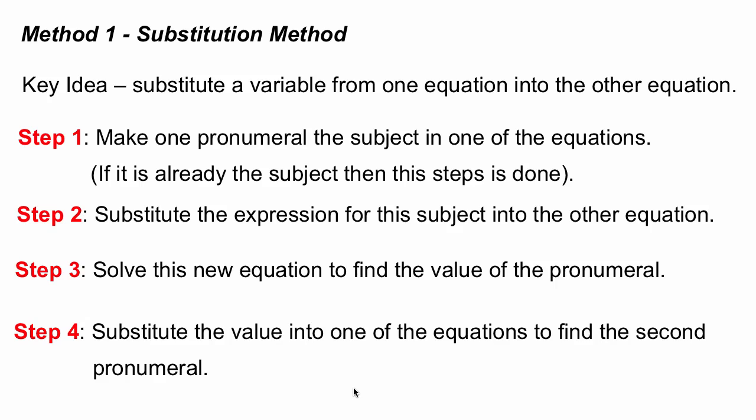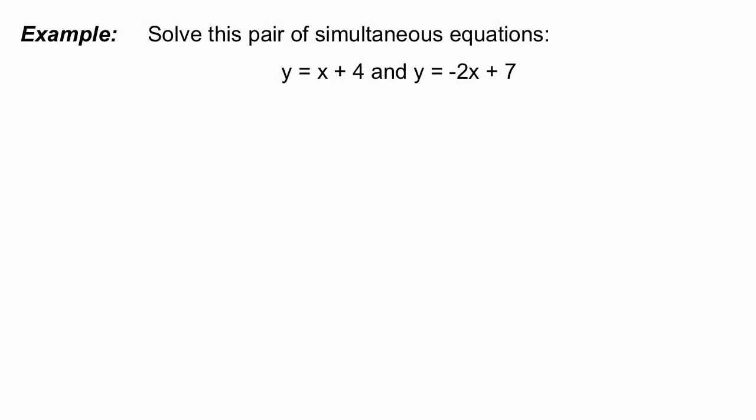Now, you may want to just pause and write this down, but you're going to understand these four steps by doing an example with me in the next part of this video. So here we have two simultaneous linear equations that we need to solve. So we'll write down the first one, y equal to x plus 4, and we'll call this number 1. And then we'll write down the second equation, y is equal to minus 2x plus 7, and we'll call this number 2.